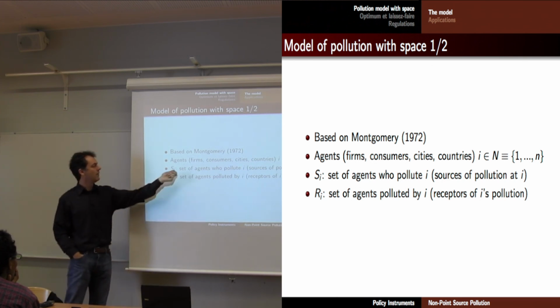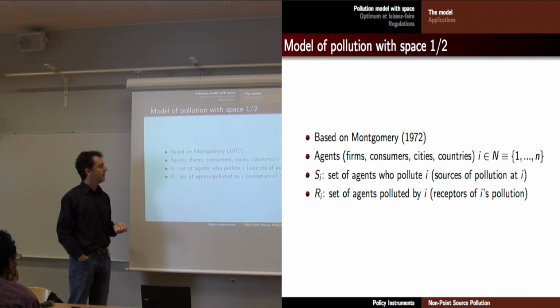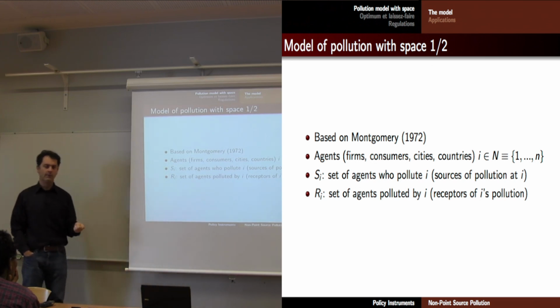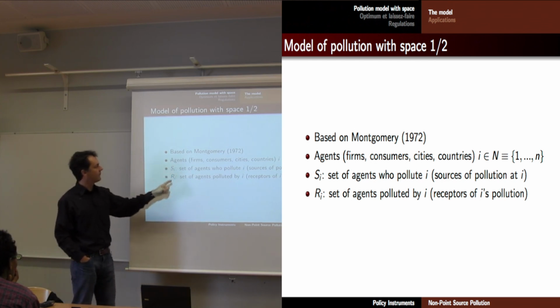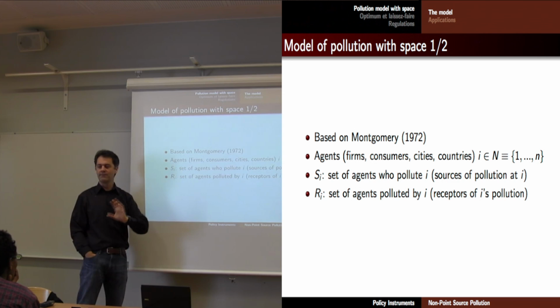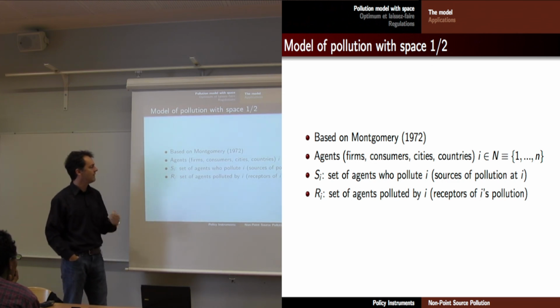Okay, let's think about a water treatment plant, or a river, like a watershed. Who are polluting this watershed? That will be denoted as I, the set of agents, the source of pollution at I. And for each polluter, if you know those sets, then you know all the connections among polluters and victims. But another way to write this problem is to talk about the receptor.